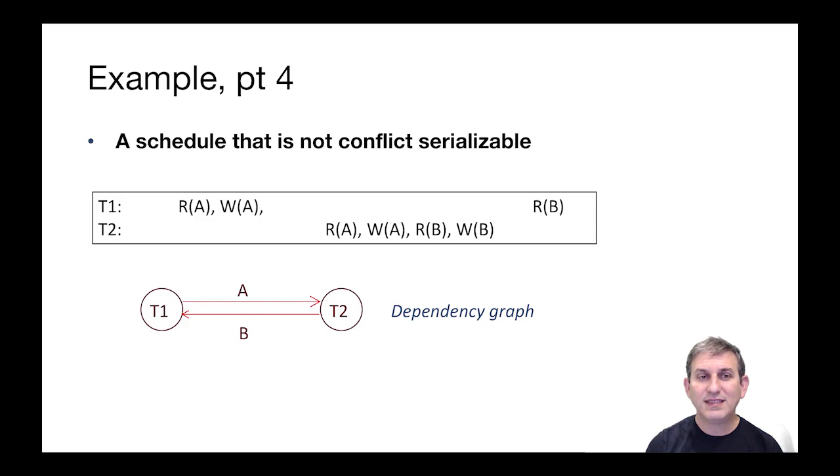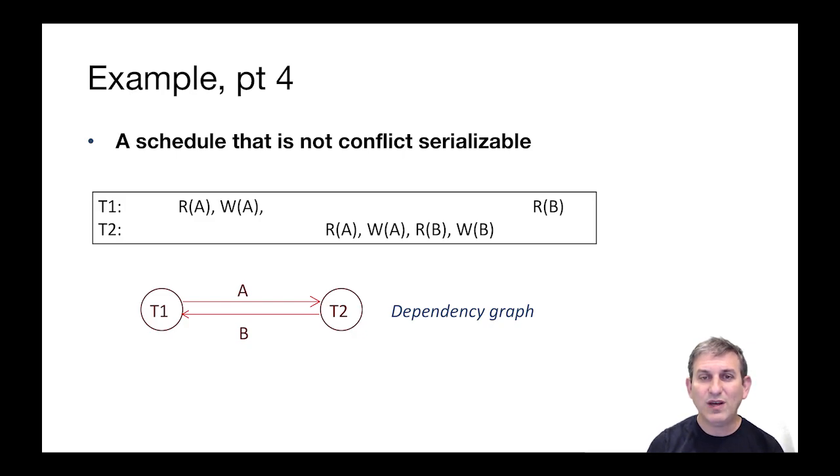Now, when you look at this schedule of T1 and T2, try to swap things so that T1 comes first. You can't, because that read of B on the upper right does not swap with the write of B on the end of T2. So that write of B has to stay where it is. It can't move to the left.